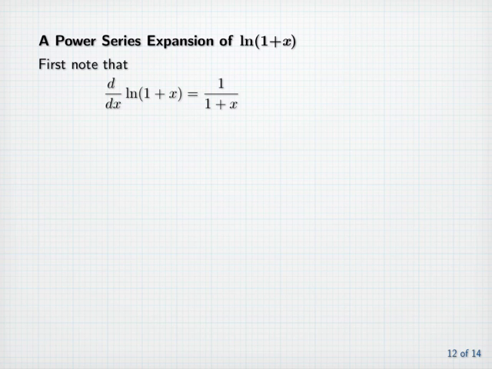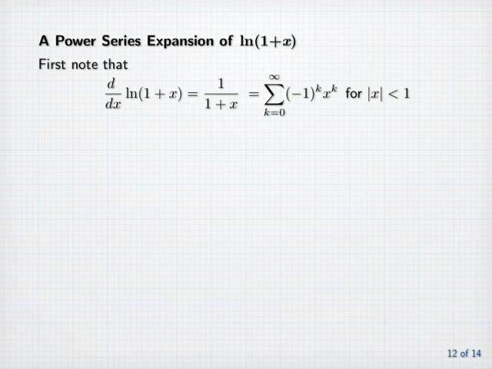A power series expansion of the natural log of 1 plus x. Let's first note that the derivative with respect to x of the natural log of 1 plus x is 1 over 1 plus x. For absolute value of x less than 1, that's the closed form of the geometric series with x replaced with minus x. So we have the sum from k equals 0 to infinity of minus 1 to the k times x to the k for absolute value of x less than 1.